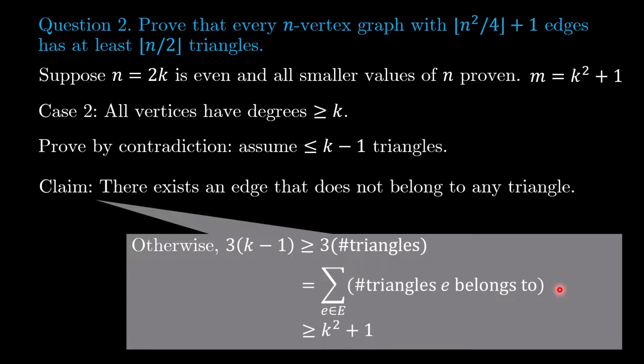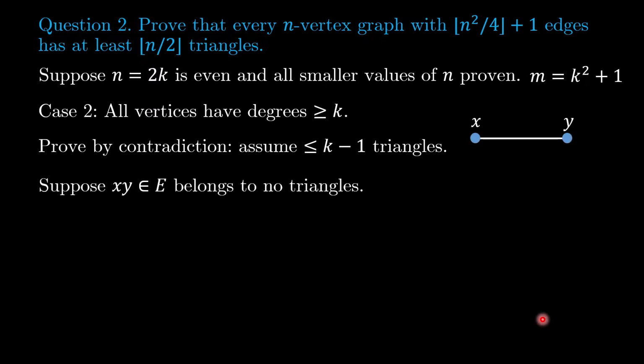And if we assume the opposite of the claim, then the number of triangles that each edge belongs to is at least 1, and the number of edges is at least k squared plus 1, so this sum is at least k squared plus 1. So we have 3 times k minus 1 is at least k squared plus 1. Rearranging, we get this quadratic expression over here, which we can show to be blatantly false, for example by completing the square.